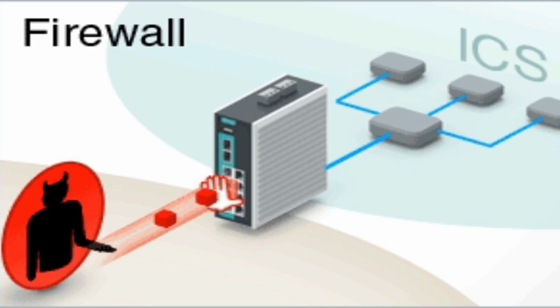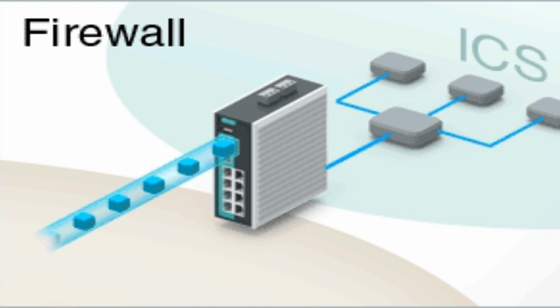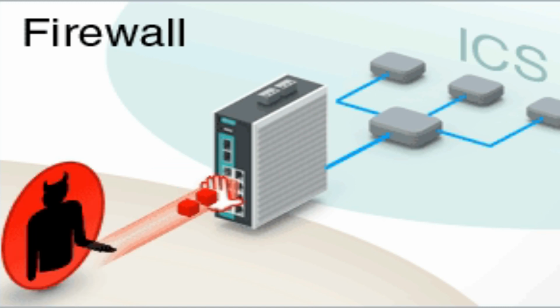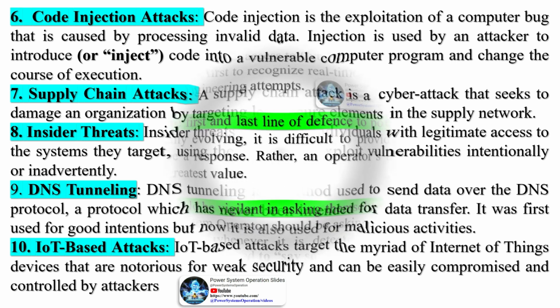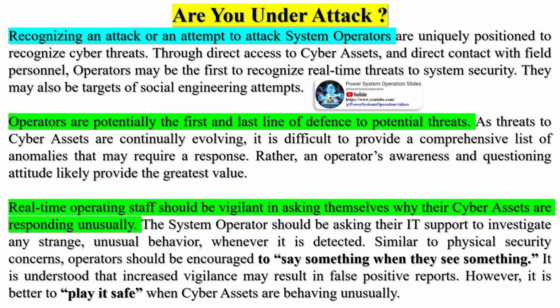IoT-based attacks target the myriad of Internet of Things devices that are notorious for weak security and can be easily compromised and controlled by attackers. This part is important for system operators. Check: are you under attack? Recognizing an attack or an attempt to attack, system operators are uniquely positioned to recognize cyber threats through direct access to cyber assets and direct contact with field personnel.